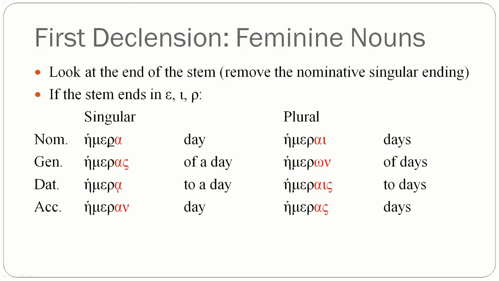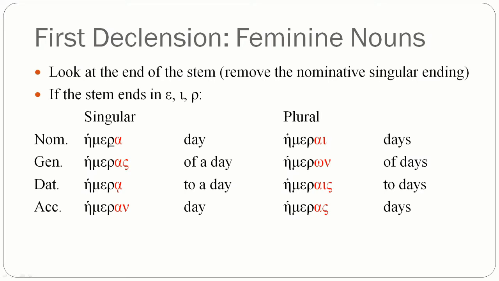And the last one in that column, the accusative singular, is alpha nu. So you have hemeran, and this is the object form, day. Now I told you that the singular is the only place where you have a variation. So these next endings, the plural endings, are going to be consistent throughout all of the first declension. Learn these 4 endings and you've got the plurals for the entire first declension.